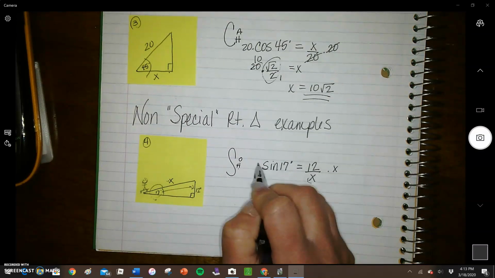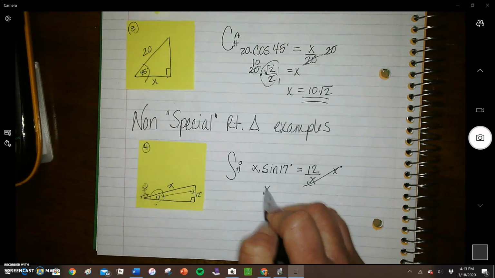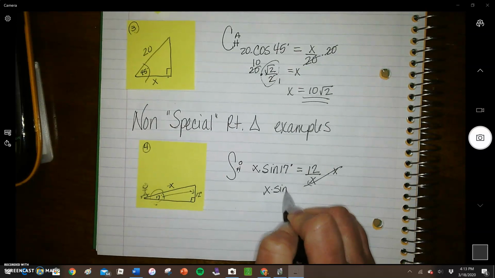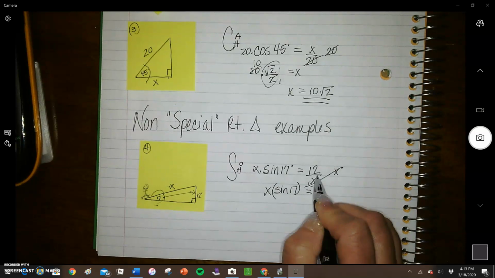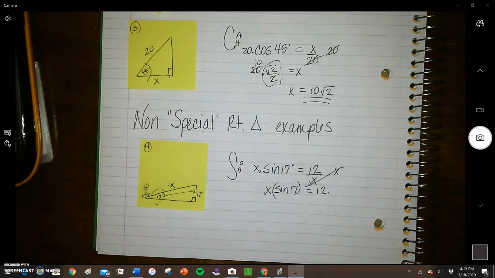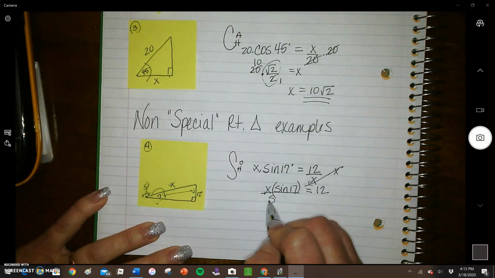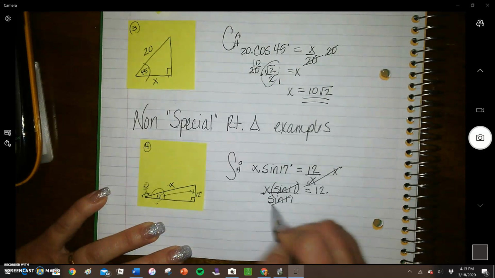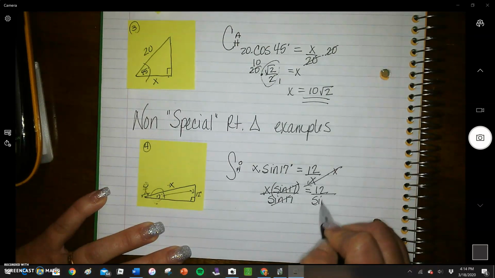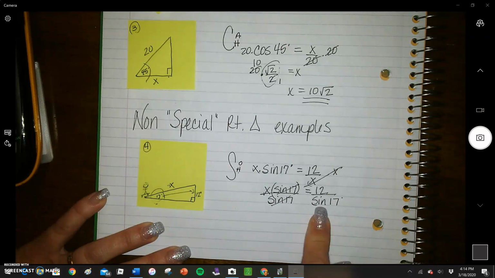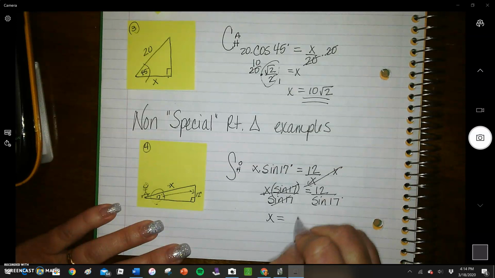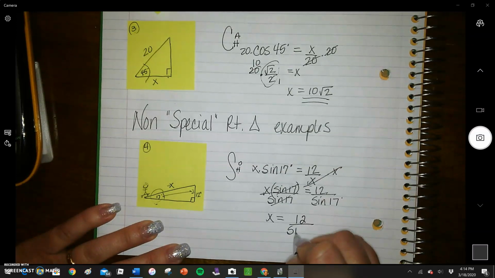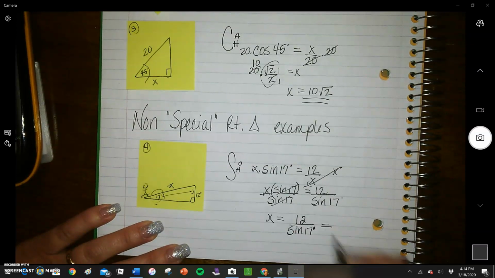So I'm going to multiply both sides by x. So I have x times the sine of 17, whatever this decimal is. I'm just too lazy to pick up the calculator right now. I know that equals 12. And then when I divide, I'm going to divide both sides by whatever that decimal is again for the sine of 17. Okay, so I just need to type into my calculator 12 divided by the sine of 17 degrees and see what we get.